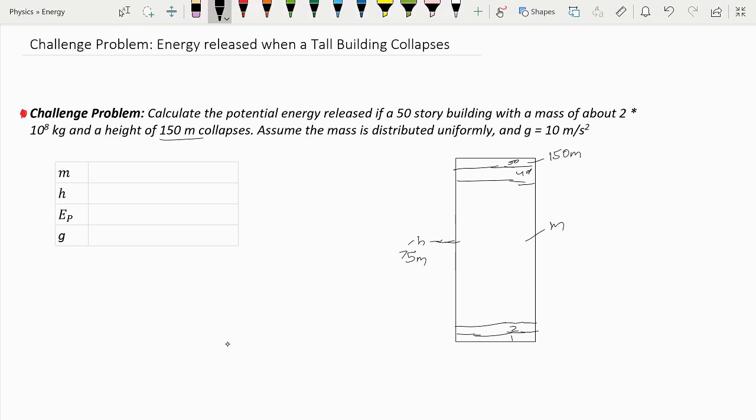So if we assume that the mass was distributed uniformly, that means the center of mass would be at a height of 75 meters. And the potential energy, the gravitational potential energy, is always calculated from the height of the center of mass, not the height of the whole thing.